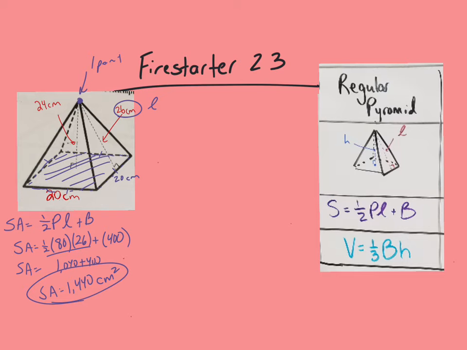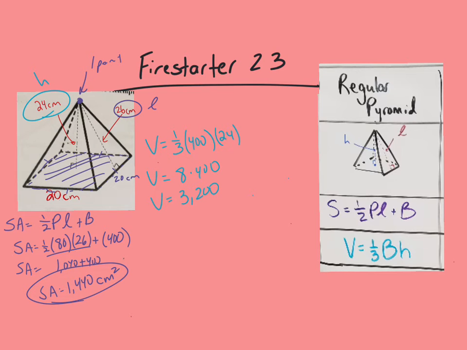So now we're going to do volume. Volume is a little bit easier, I think. Volume is 1/3 base times the height. We already have the area of the base, which is 400. The height is going to be not 26 this time, but 24. So this is our height right here. Now I'm just going to do 1/3 times 400 times 24. Because I don't have a calculator with me, I'm going to do 1/3 times 24, which is 8. So it's 8 times 400, which is going to be 3,200 cubic centimeters.